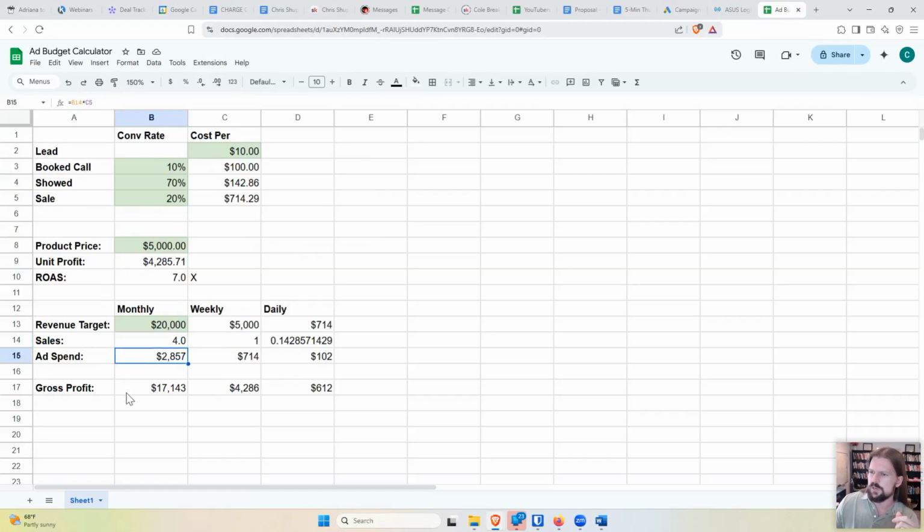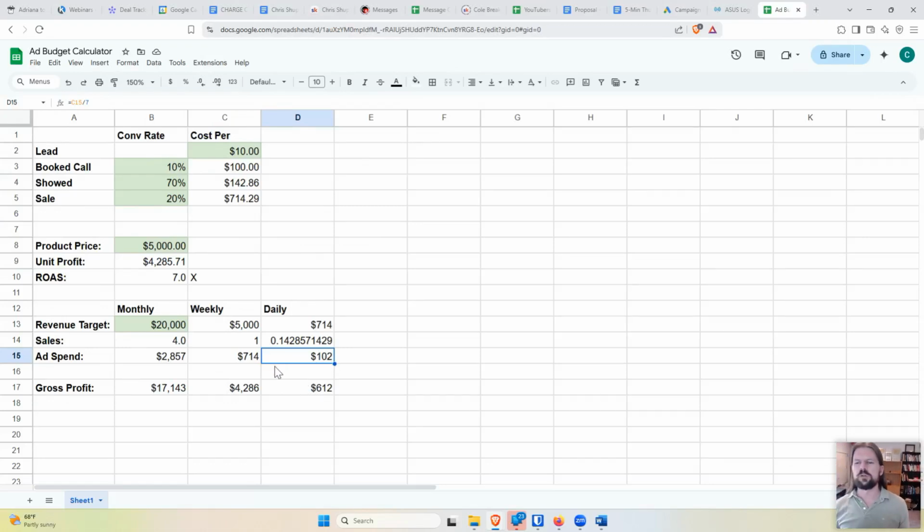Now, this is the important part here. How much do we have to spend in ad costs in order to hit these targets? If we want to make $20,000 in revenue per month, we have to spend $2,857 in ads to hit that $20,000 in revenue. That $2,800 in ads is $714 a week, or $102 a day, because YouTube ads asks you for a daily budget. So the daily budget that you would put into your YouTube ads dashboard would be $102, right?